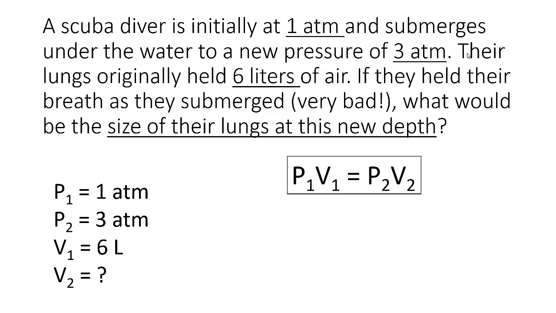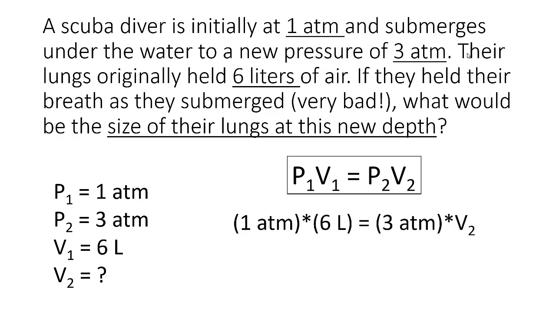But if you don't first define the variables, you're going to be staring at that list of equations and having no idea which one to use. So I say identify the variables and then just use whichever equation makes sense. And it makes sense if it only has those variables and nothing else. Alright, so we plug in the values. 1 times 6 equals 3 times my new V2. Now in order to get the 3 to the other side, I need to divide, so this will look like 1 times 6 divided by 3 to give me a V2 of 2 liters.